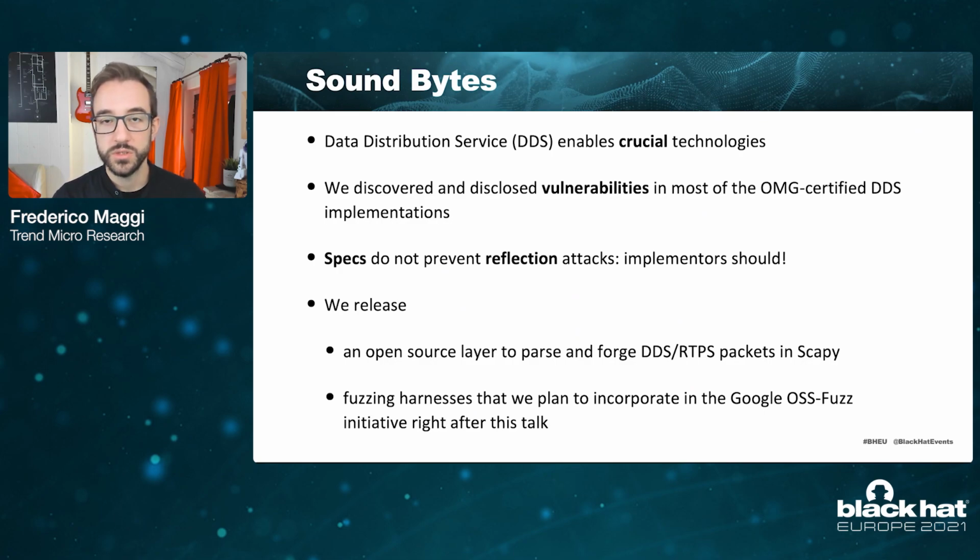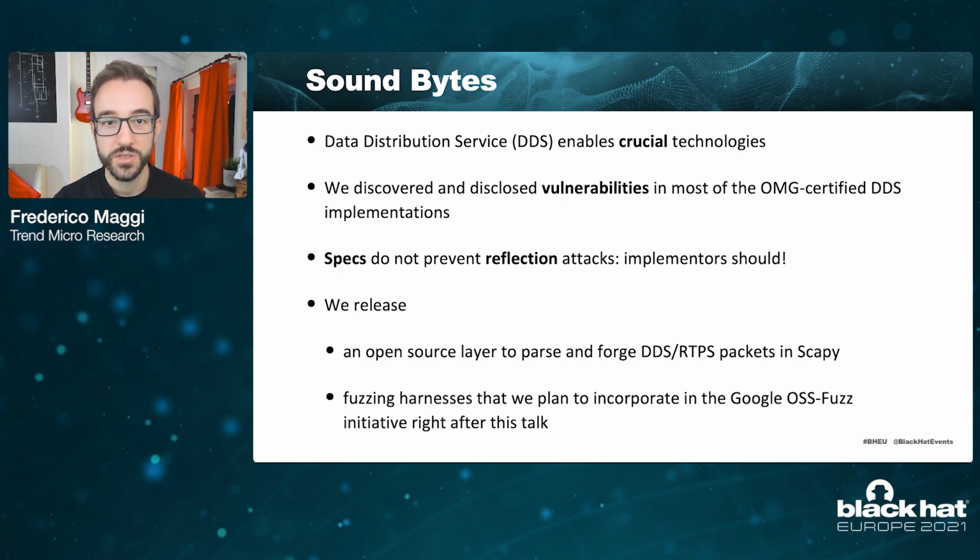So to conclude, as any traditional Black Hat presentation, it has to conclude with sound bites. The Data Distribution Service, or DDS, is a crucial protocol for the connected world, I would say. I know it's a buzzword, but it's more prevalent than we know. We discovered vulnerabilities in most of the implementations, and some of the vulnerabilities were even affecting the specification. So we are working on that to get it fixed at the spec level.